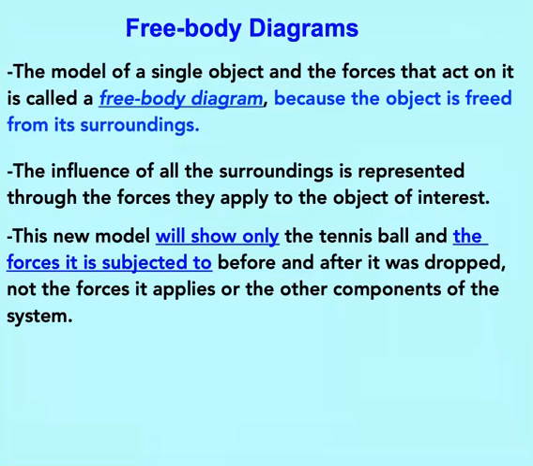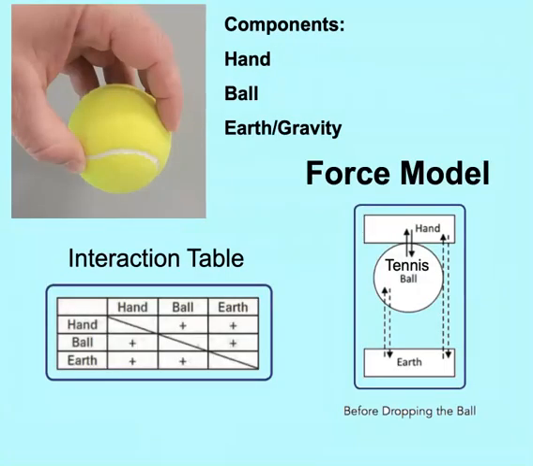The influence of all the surroundings is represented through the forces they apply to the object of interest. In this case, it will be a tennis ball. This new model will show only the tennis ball and the forces it is subjected to before and after it was dropped, not the forces it applies or the other components of the system. It's a much easier model.